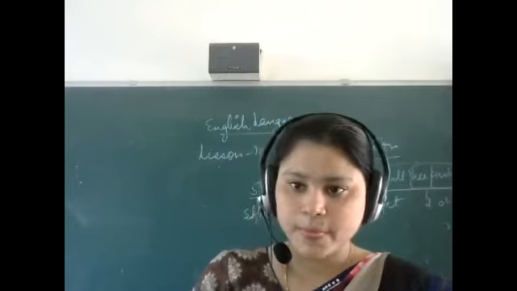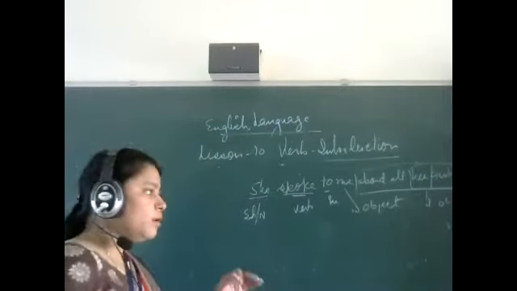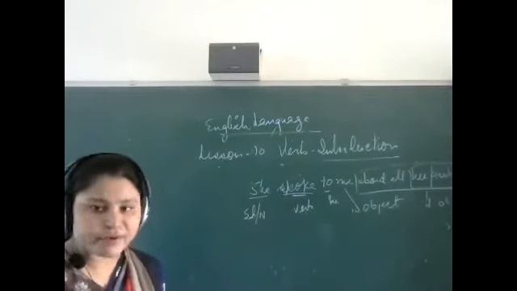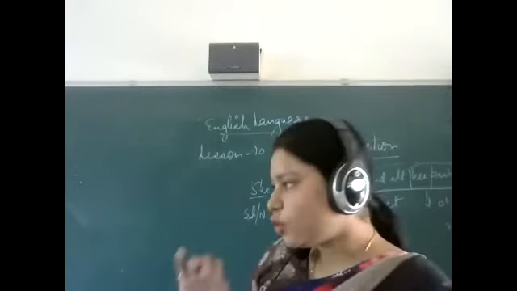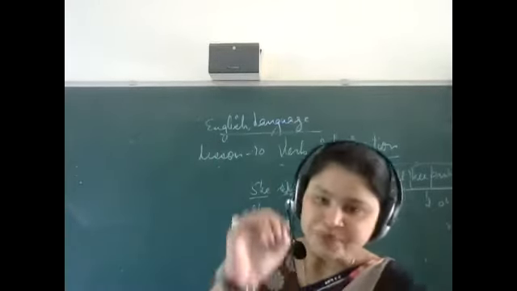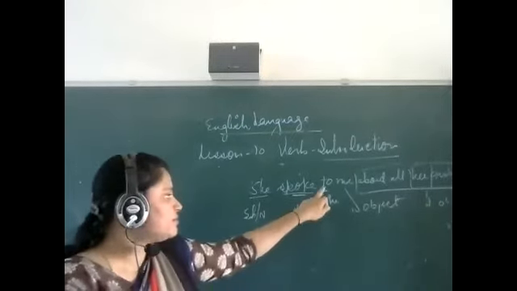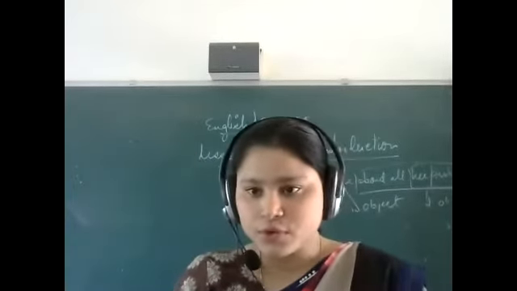but here we are talking about full verbs. In this sentence there is only one verb. She spoke to me. Only one verb, and that is spoke. Spoke is the second form of the verb speak, which always has the preposition to. She spoke to me, or she speaks to me.